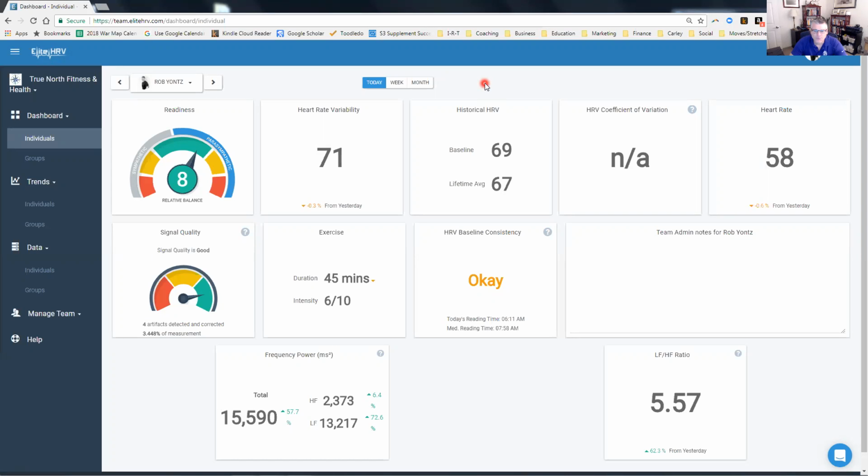So here we go. On the last video, we talked about how there's a group dashboard that looks something like this. It's going to be the sum of everyone's information. So I'm going to have a total readiness average, a total heart rate variability average, a coefficient of variation average, heart rate average for everyone, signal quality average. So basically it's an executive summary over everyone's information.